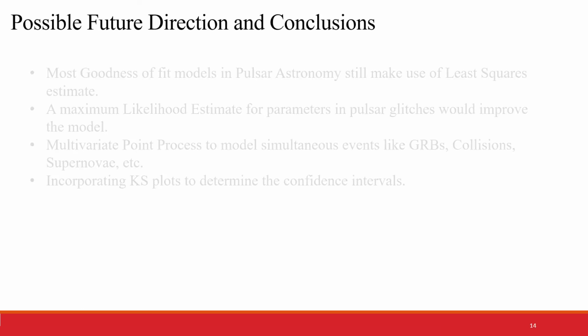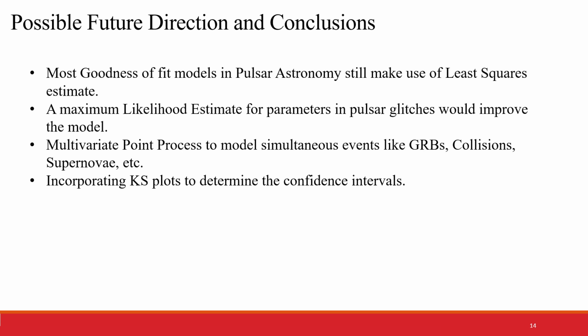The possible future directions and conclusions of this topic can be that most goodness of fit models in pulsar astronomy still make use of rudimentary techniques like least square estimation, etc. A maximum likelihood estimate for parameters would more likely improve the model. Multivariate point processes can also be used to model simultaneous events like GRBs, collisions, supernovae, etc. And we can also probably include the KS plots to determine the confidence levels of the model as compared with the original observations, etc.